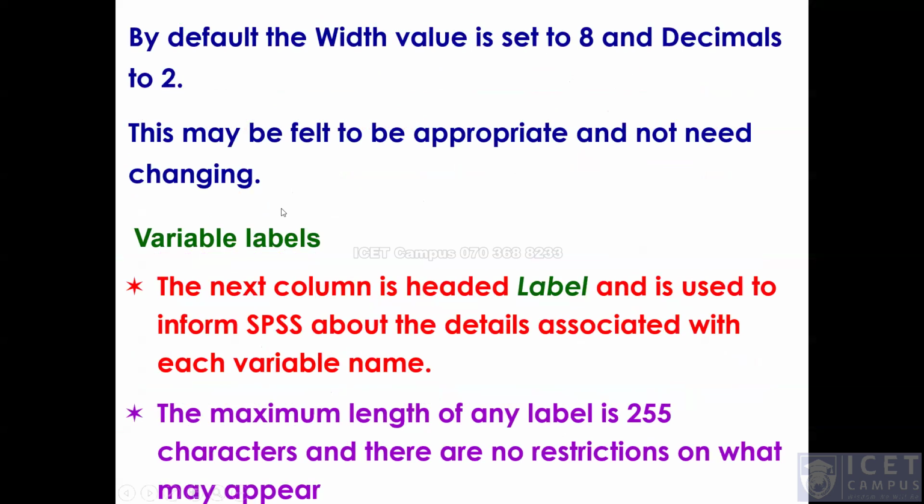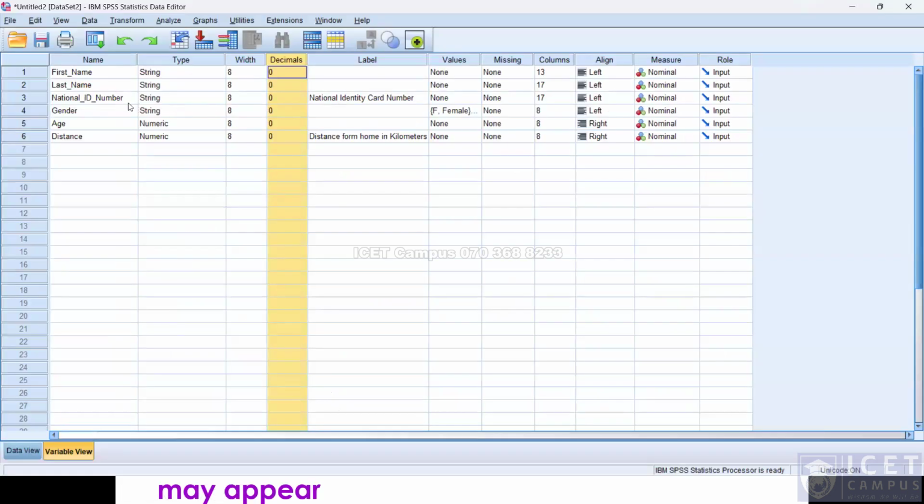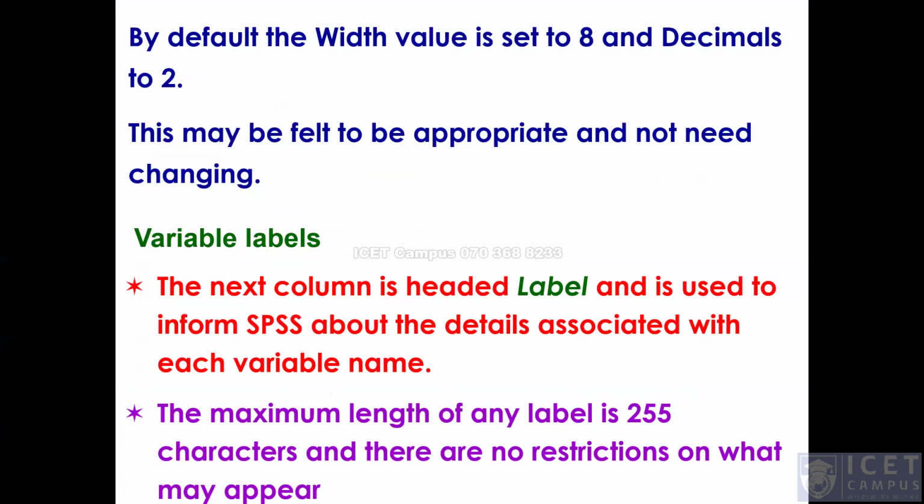Right, variable labels. For labels we can give any name we like. Then here national identity card. Distance, so here we can add distance from home in kilometers. Right? For that, labels are there. The next column is labeled. Label is used to inform SPSS about the details associated with each variable name. The maximum length of any label is 255 characters, and there are no restrictions on what may appear. So if we are naming the variable, the maximum number of characters we can use is 255.